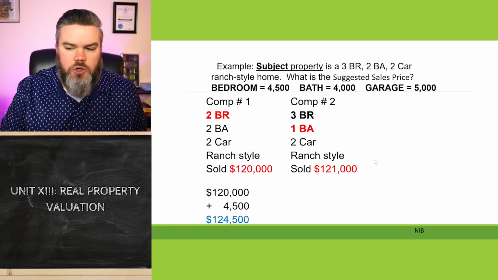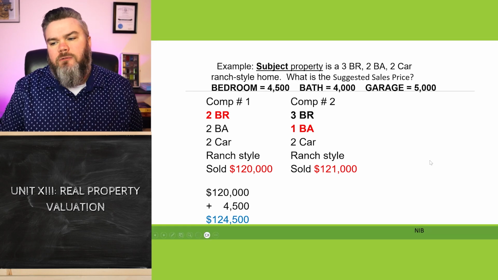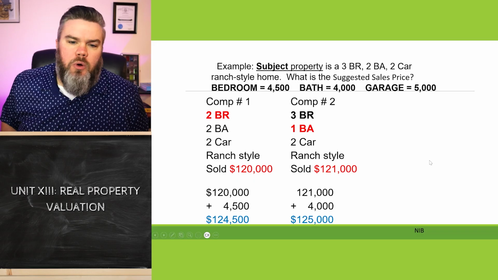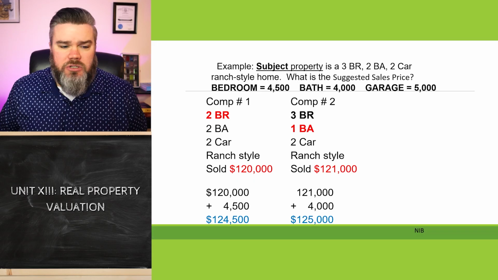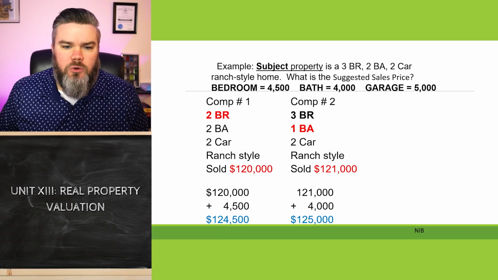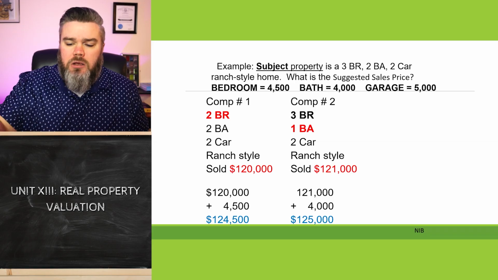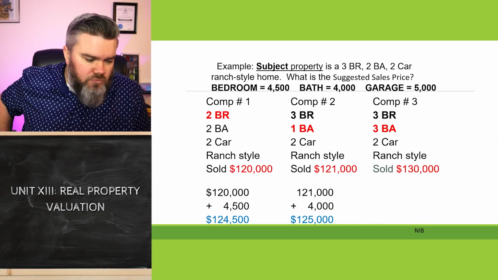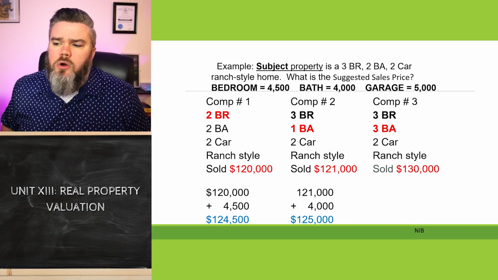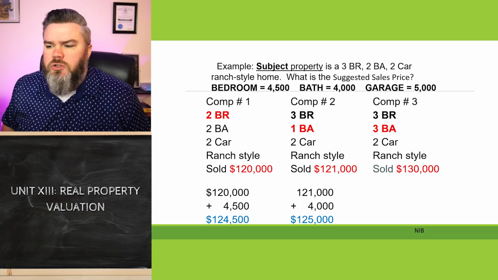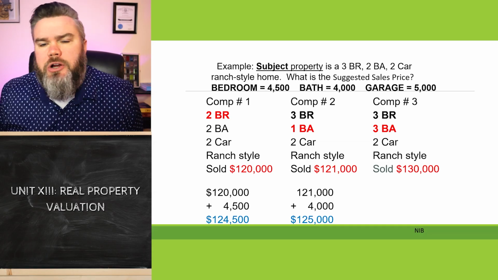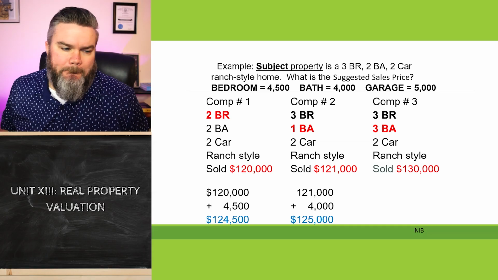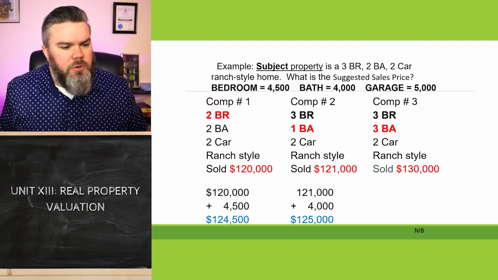Bathroom's worth $4,000, so we are going to add $4,000. And so what we're saying is, if it had been identical to our subject property, it probably would have sold for about $125,000. Then we got comp 3. 3 bedroom, 3 bath, 2 car ranch style home sold for $130,000. Now, is this superior or inferior compared to our subject property? Yeah, some of you already knew where this question was going.